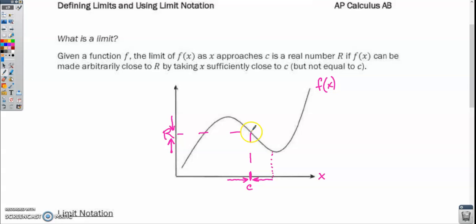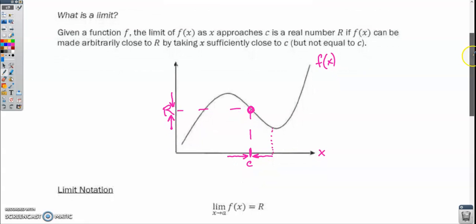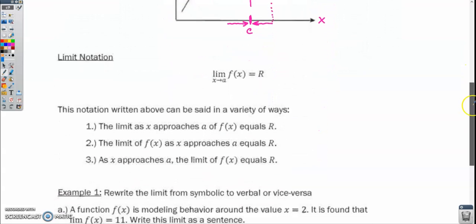But suppose that there was a hole here in this graph at x equals c. We would be concerning ourselves not with what the value of the function was there, but with what the value of f of x was approaching as x was approaching c. And as we go on in future lessons, at the beginning of this unit, you will see more and more this idea about what the function is getting closer to as the x value, or the independent variable, approaches a particular value. So let's talk about notation.